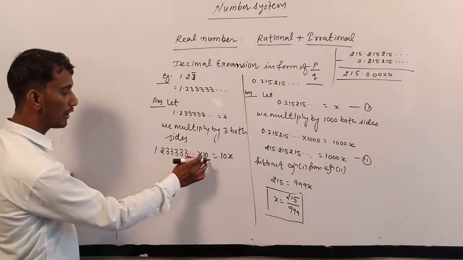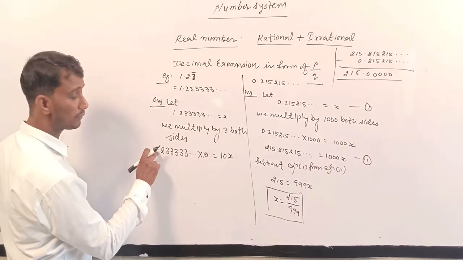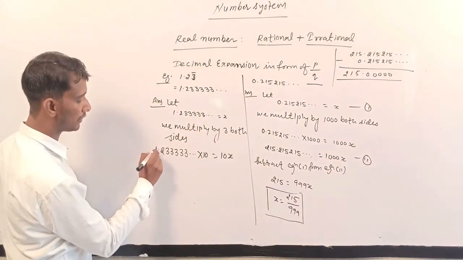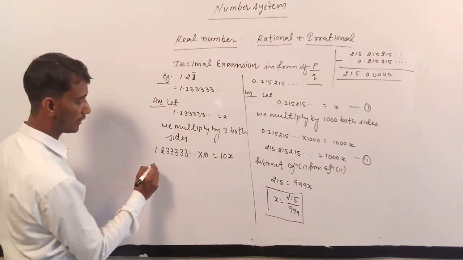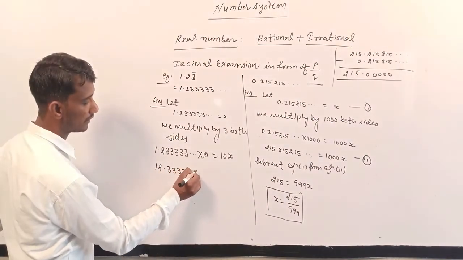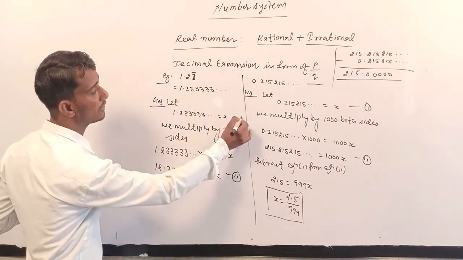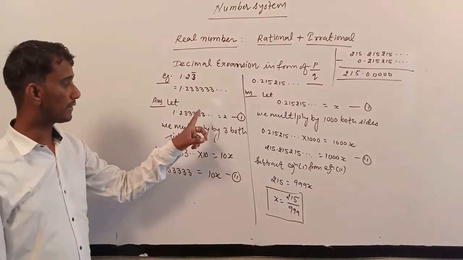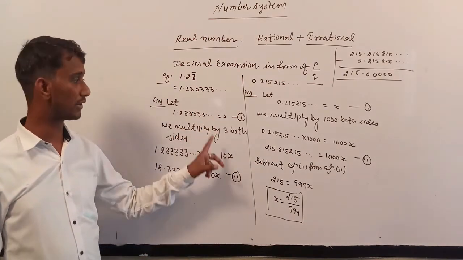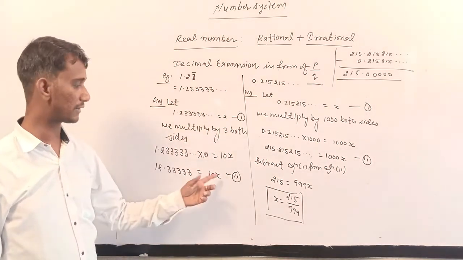Okay, students? Since only one zero is given, the decimal moves forward only one place. So the decimal comes after 2. So we get 12.3333 is equal to 10x. Now this is equation second and this is equation first. From equation second we subtract equation first.